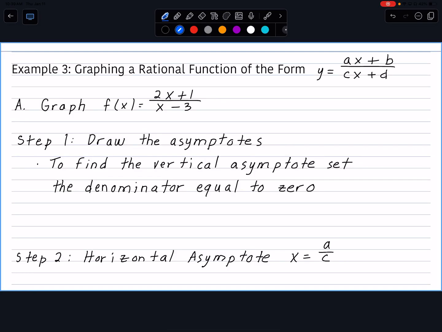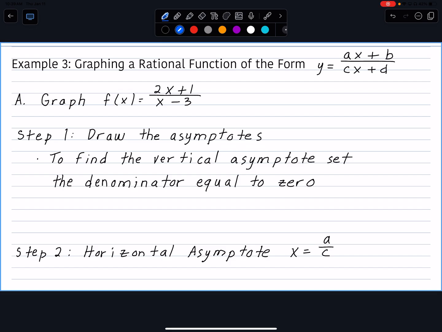Okay, we are going to graph this function f of x. So as you can see, the big idea is we are going to start with finding our vertical and our horizontal asymptotes. In order to find the vertical asymptote, you are going to take the denominator and set it equal to 0 and solve. In this case, that solve is pretty easy. So my vertical asymptote is going to be the vertical line, x equals 3.